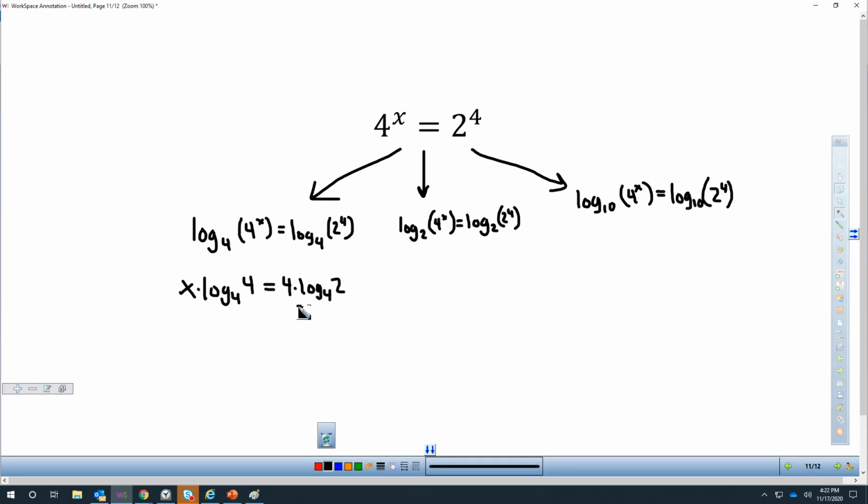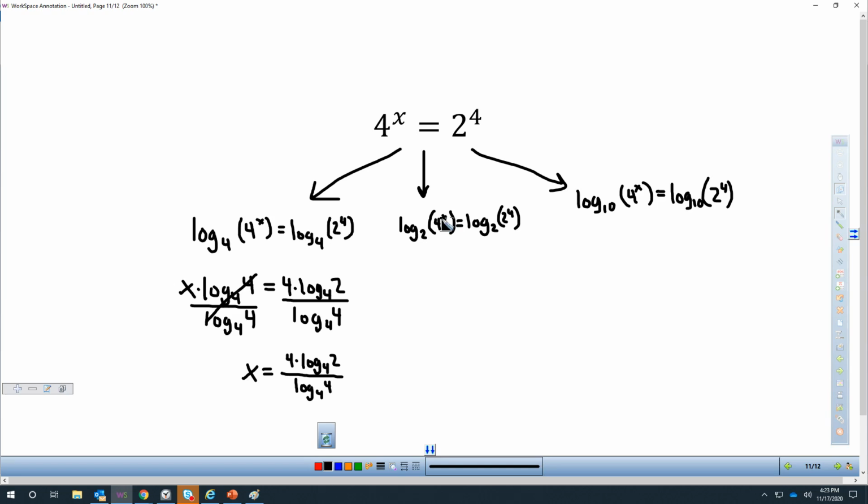Okay, so now that I've got this, I can get x by itself by just dividing both sides by log base 4 of 4. So I'm going to divide this by log base 4 of 4, and that'll cancel this out. But I've got to do it to the other side too. So I'm going to divide this by log base 4 of 4. And so that gives me x equals 4 times log base 4 of 2 divided by log base 4 of 4.